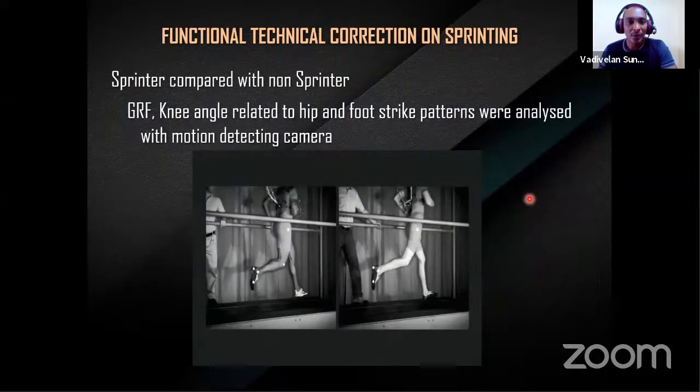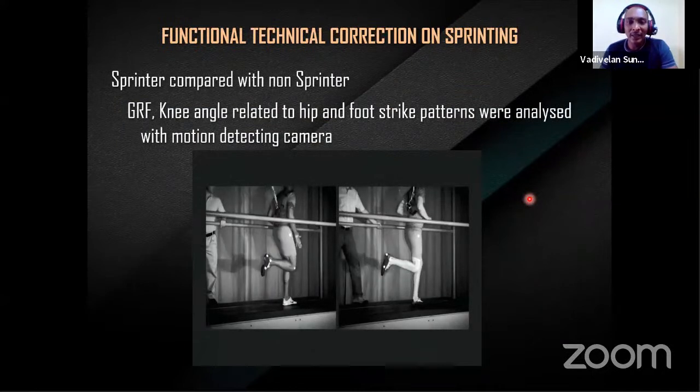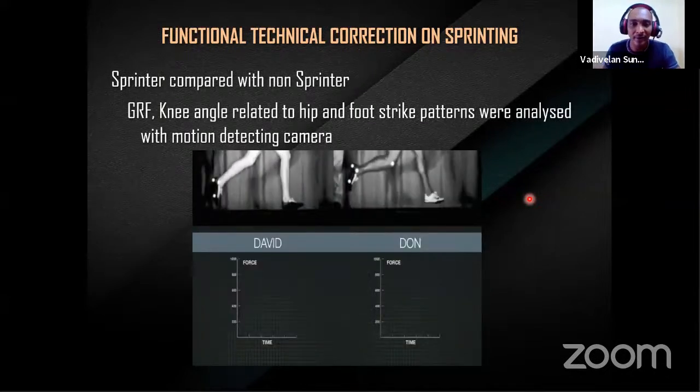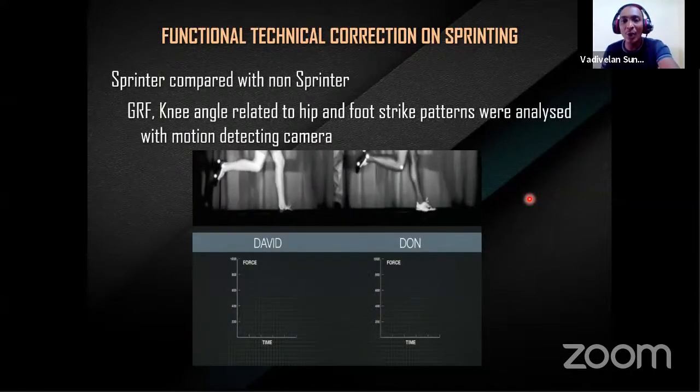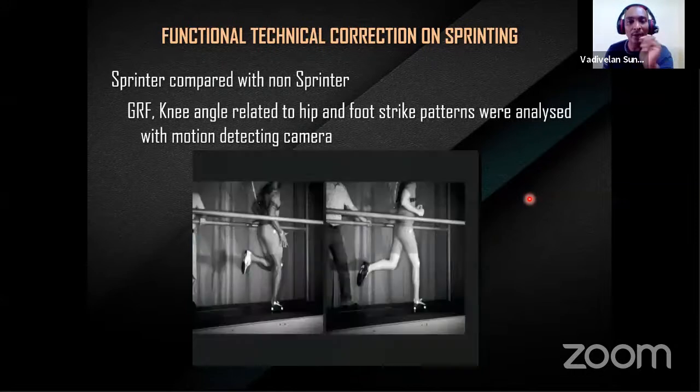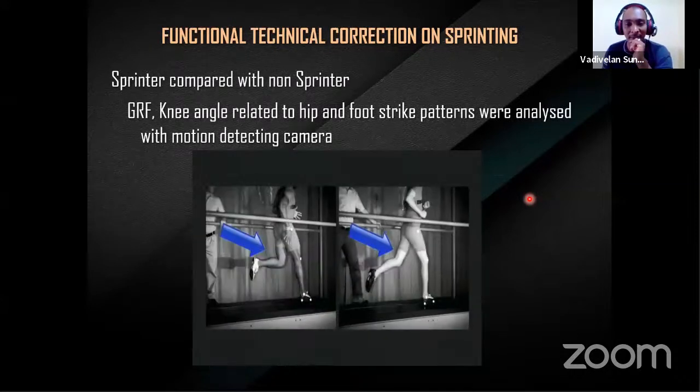So just see the video. Here actually, one video is the athlete. The black one, Don, is the video of the athlete. He's an athlete, and David is a non-athlete. The athlete is compared to the non-athlete.